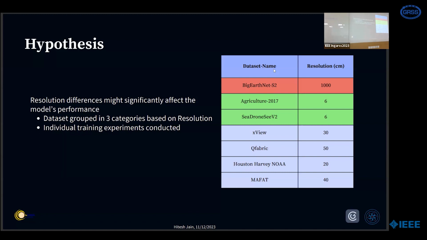Bgartner S2 was about 100,000 centimeter in resolution. Agriculture 2017, Drone CV2, XView, QFabric, Hossain and Mafat. So we grouped them into 3 different categories, and individual training experiments were conducted.